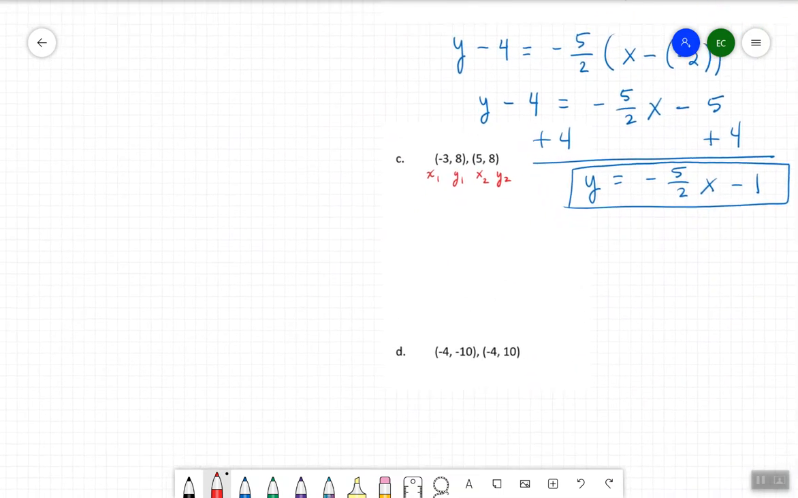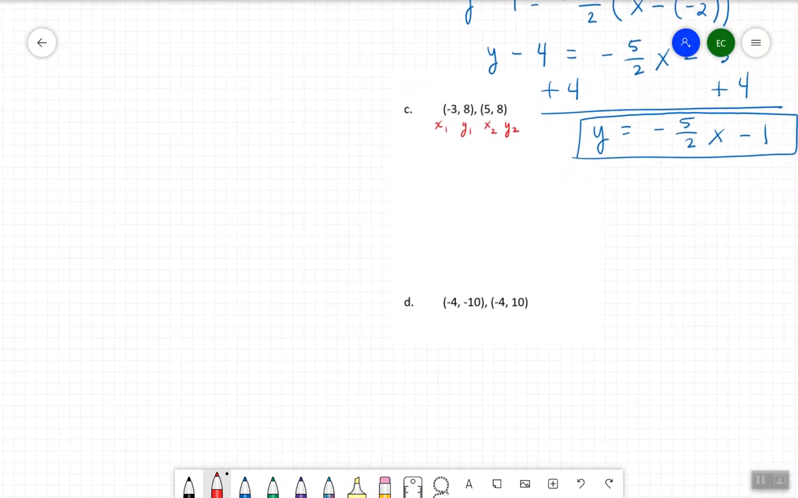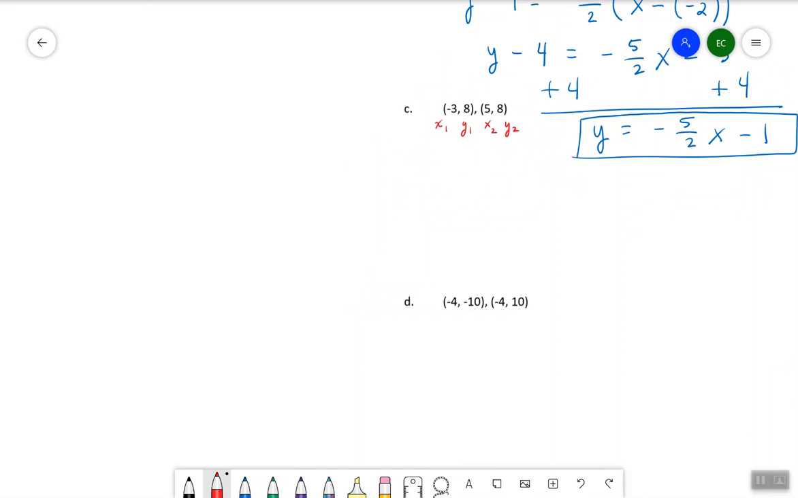Okay, in part C, there's just a little wrinkle in it. Maybe you can see it already. If not, we'll see it together here in just a second. When we get the slope, we're going to do 8 minus 8 over 5 minus negative 3. And so that's 0 over 8, which is 0. So the little wrinkle is the slope is 0.